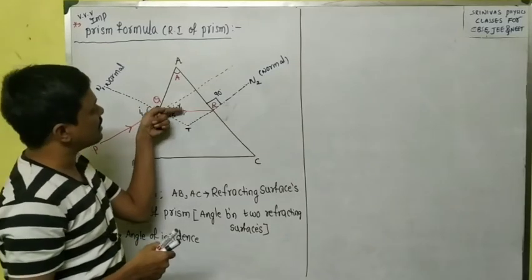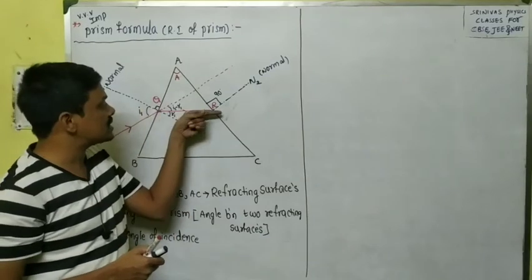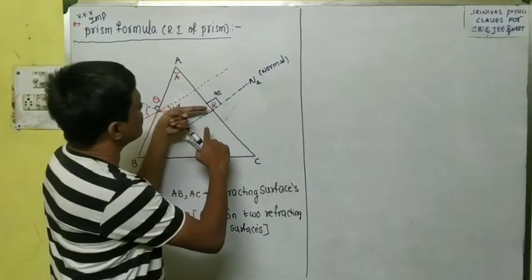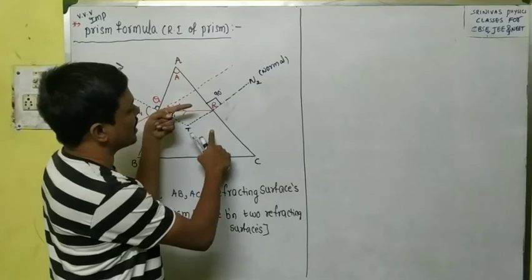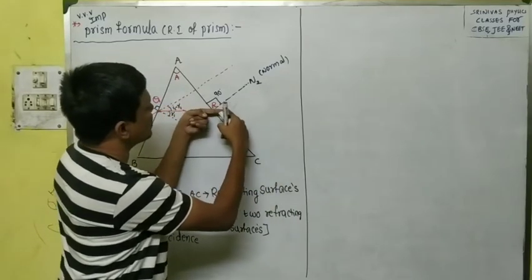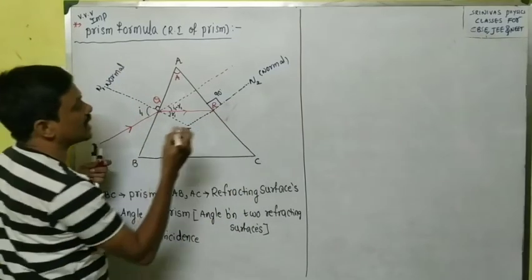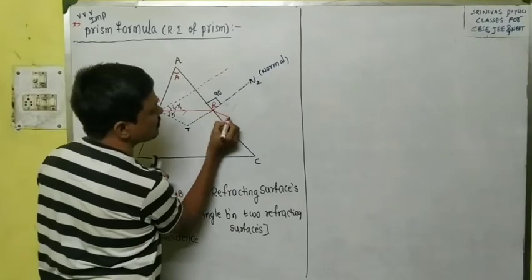Actually the light ray should travel in a straight line if there is no change in the medium. But the medium is changing here. It is moving from prism glass to air. This is the air, right? And now it will bend away from the normal like this. Then finally the emergent light ray will travel like this.